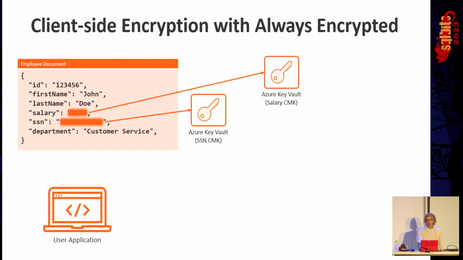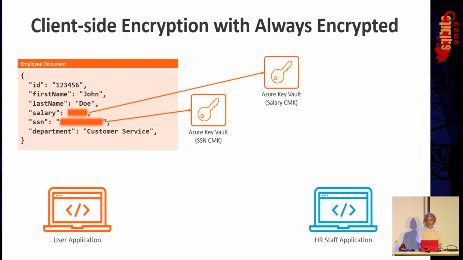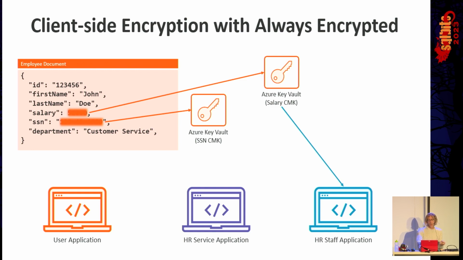Ordinary user applications are not granted any access, so they can retrieve data from the database, but they will never be able to see either the salary or the social. I'll have a staff application that I will want to include in the access policy that has the CMK for the salary property, but not the social. And then I'll have a service application, the most privileged application, that will be added to the access policies of both key vaults. So it will have access to both CMKs, and it will be able to read both the salary and the social. So the social is the most sensitive data, available only to the service application. The staff application can see the salary, but not the social, and other user applications can see neither.